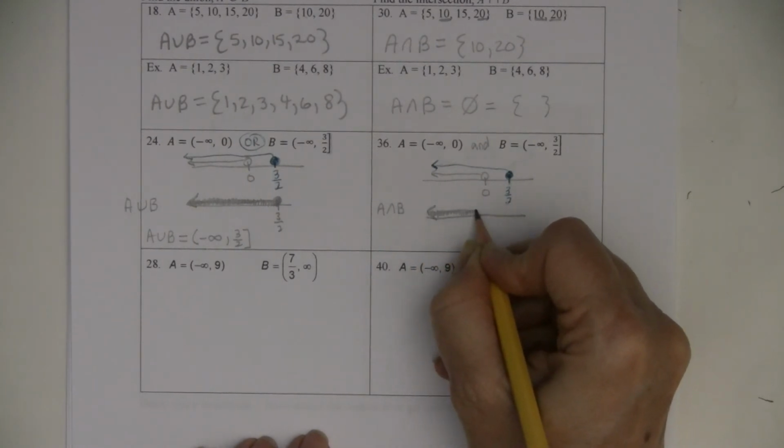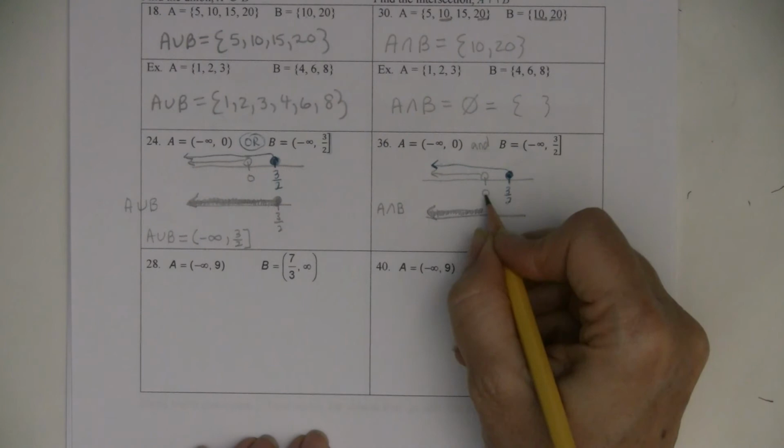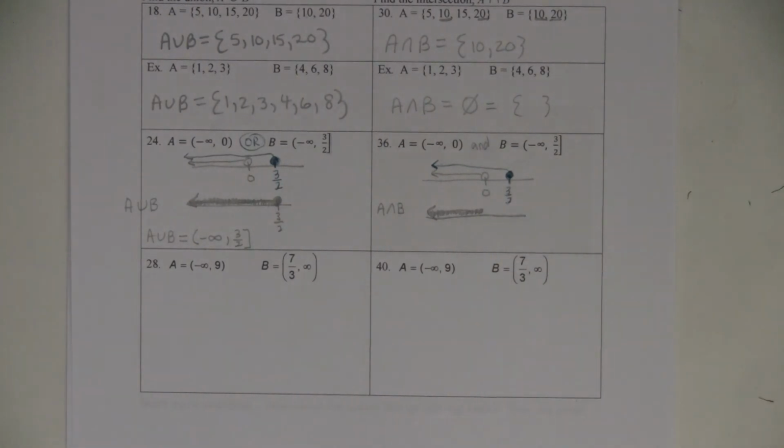And then when we get to 0, is 0 invited to the party by both? Because that's what and means, by both. Did both A and B invite 0? And the answer is no. B said, hey, let's invite 0 to our party. And A said, no, I don't really like 0. I don't want to invite 0 to our party. And B said, oh, okay, we won't invite him then. We'll only invite people we agree on.